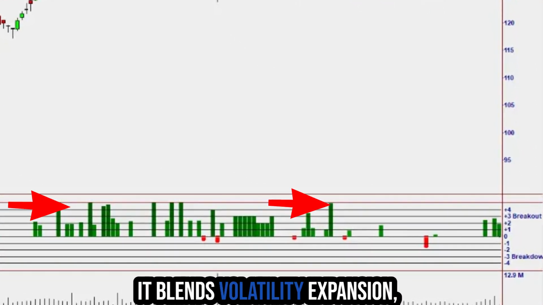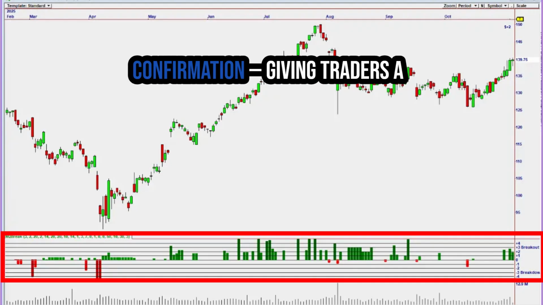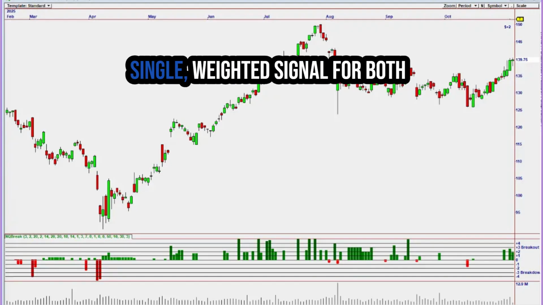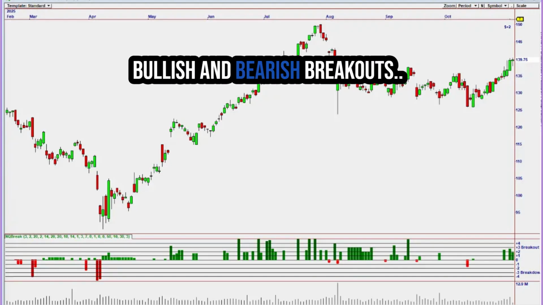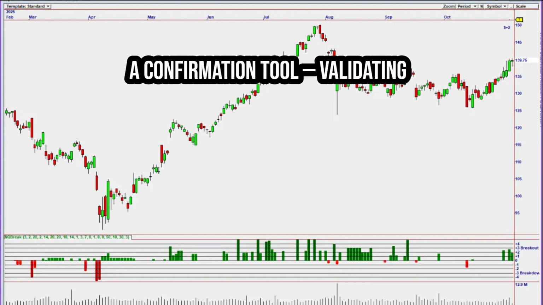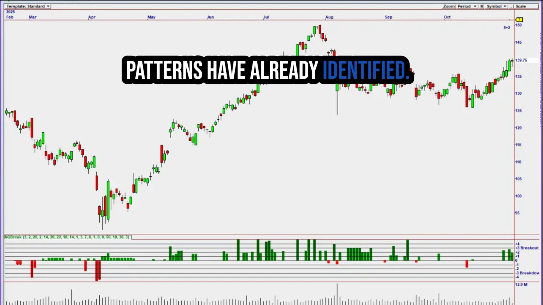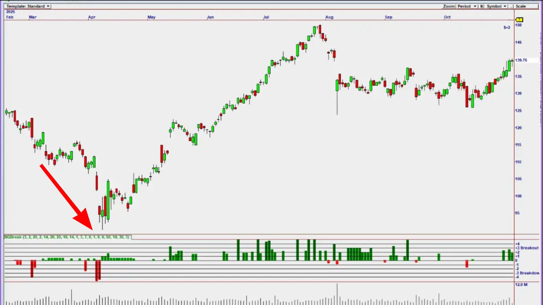It blends volatility expansion, price thrust, volume, and Donchian channel confirmation, giving traders a single, weighted signal for both bullish and bearish breakouts. This makes it especially useful as a confirmation tool, validating setups that other indicators or chart patterns have already identified. That means NQ Break won't trigger trades on its own. It simply confirms when the breakout aligns with the overall trend.